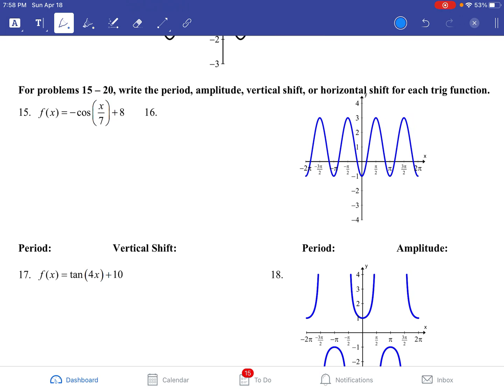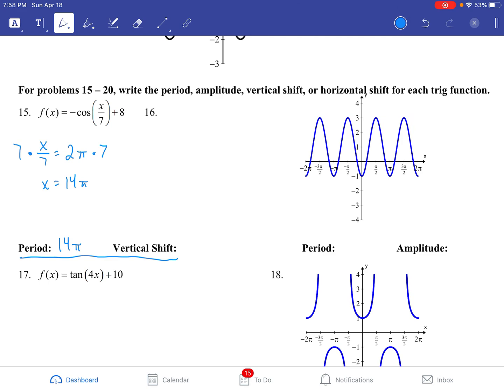Okay, so 15, we're looking for the period and the vertical shift right here. So the period of this graph, because the x is being divided by 7, and it's a cosine function, this graph should have a period of 2 pi. Right? But it's going to be multiplied by 7 to get x by itself, so x will equal 14 pi. So that is our period.